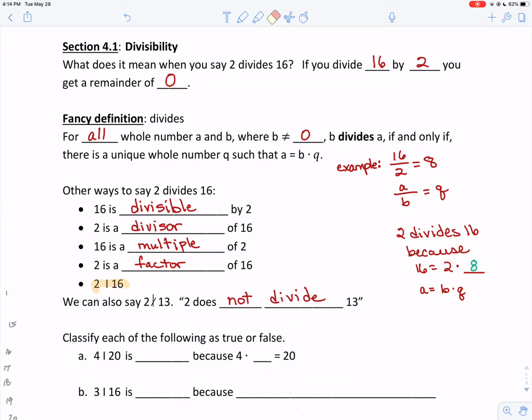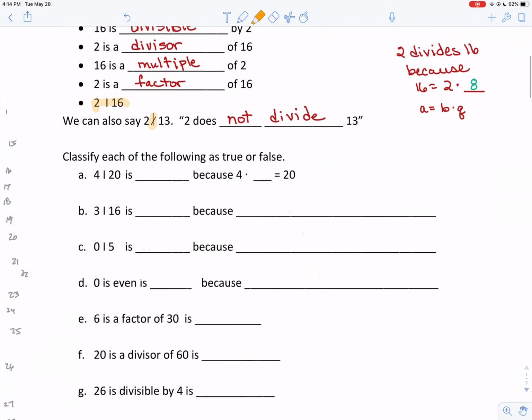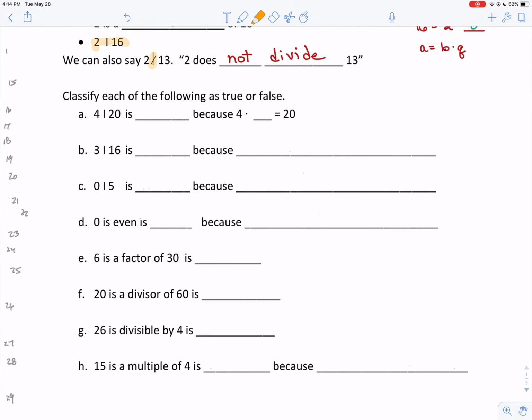Okay, so we can also say that something does not divide. So you could say 2 does not divide 13. And that's the symbolic way of saying does not divide. So now let's classify each of the following as true or false.